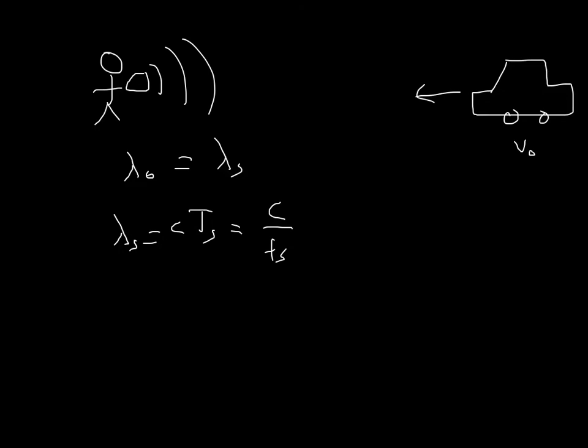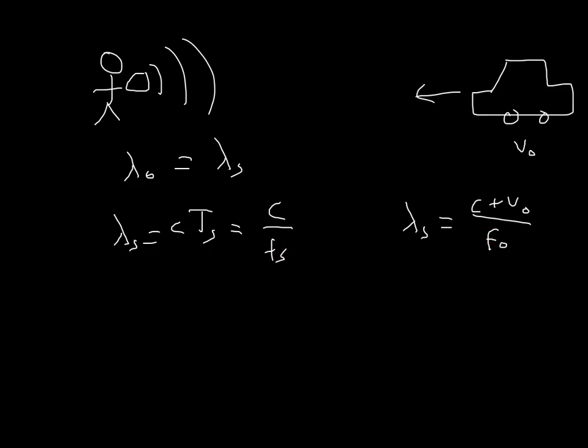So let's do that. Then I'll say that the lambda measured by the observer, which is the same one as the lambda measured by the source, so I'm just going to use the same letter, also has to equal c plus vo divided by the frequency that the observer measures. And now, because these two things are equal, all I need to do is equate them, and I can figure out this in terms of this.